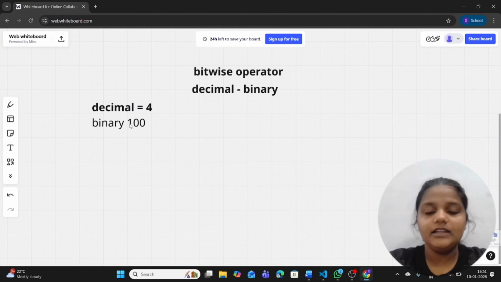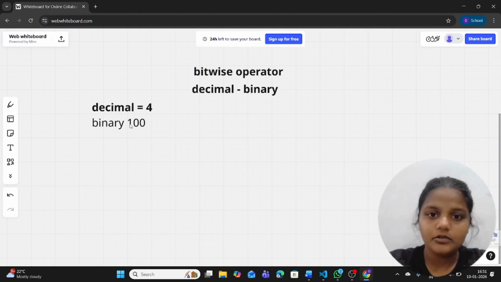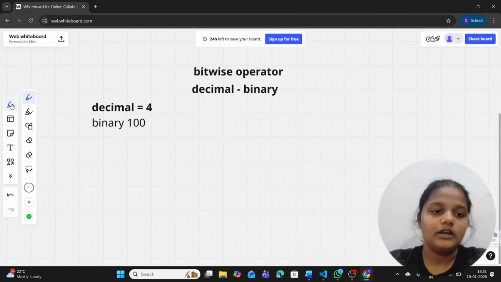For the conversion of decimal to binary, we just divide the number by 2 until we get the remainders, zeros and ones. So how are we going to do this? First we divide. Our decimal number is 4. For converting to a binary number, we divide it by 2.